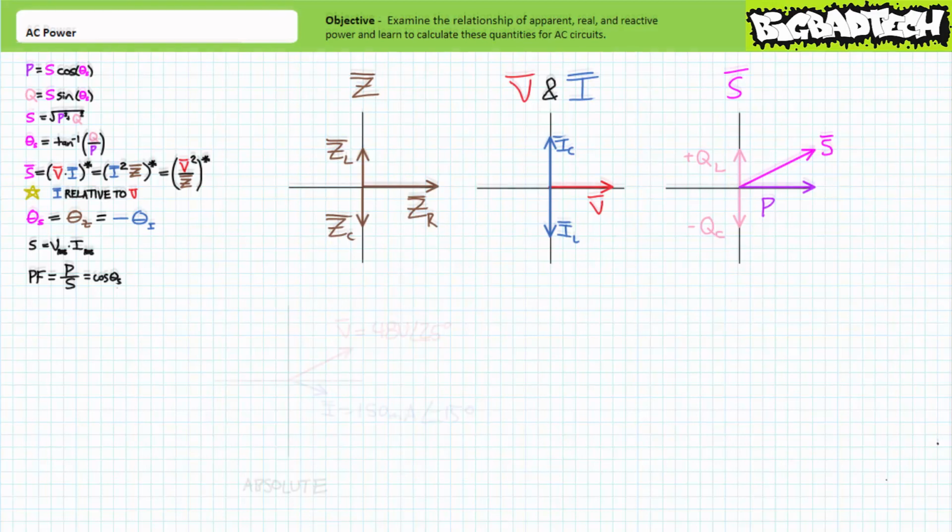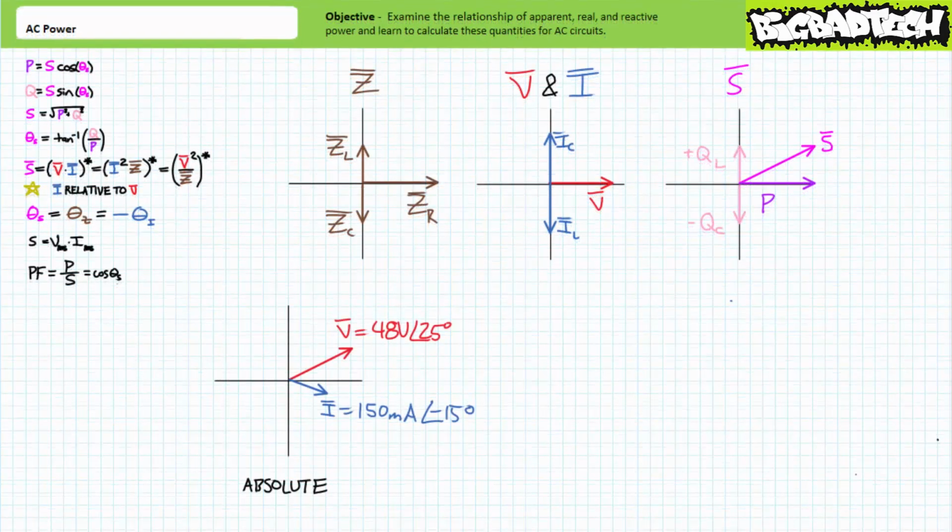As a demonstration of this simple but very important process, consider voltage expressed as a phasor equivalent as 48 volts at an angle of 25 degrees, and current expressed as a phasor equivalent as 150 milliamperes at an angle of negative 15 degrees. Despite the use of some external absolute reference, it should be obvious that there is a relative phase shift of 25 plus 15 or 40 degrees between voltage and current; current can be said to lag voltage by 40 degrees.